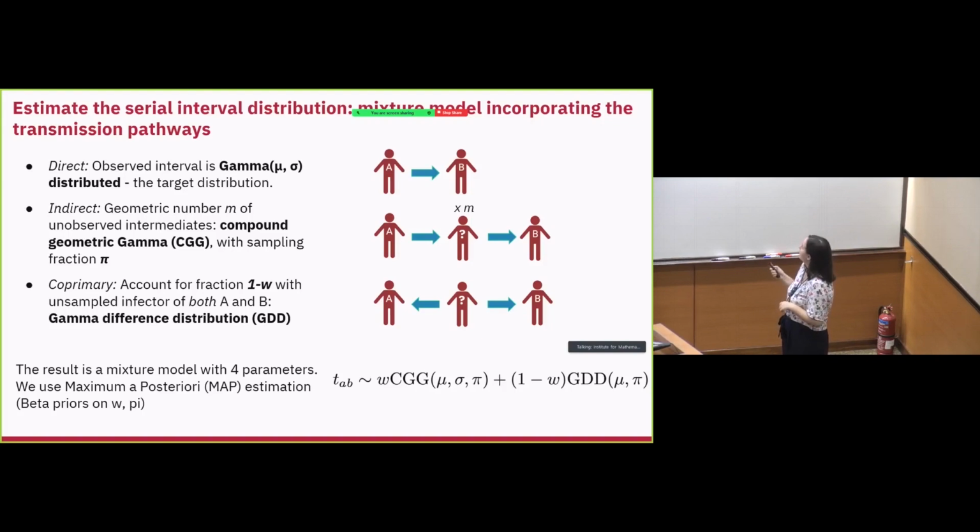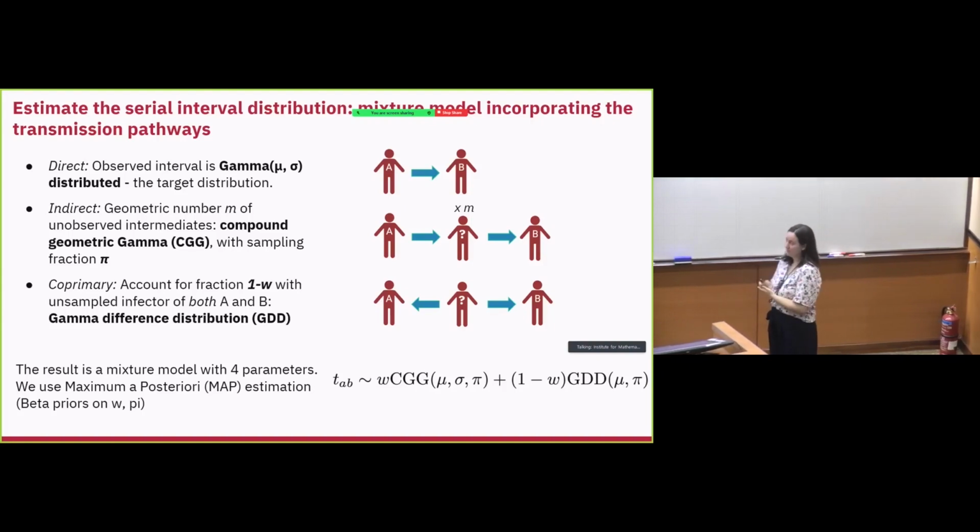The last case, for coprimary, is slightly more complicated again. Hopefully you can believe me, I can talk a little bit about it, that the observed interval we see between A and B ends up being what can be described as a gamma difference distribution. So it's telling us that there was a gamma serial interval between question mark and A, there was another gamma serial interval between question mark and B, and what I see is the difference between them, the length of time between A and B. Happy to talk about that a bit more if people want.